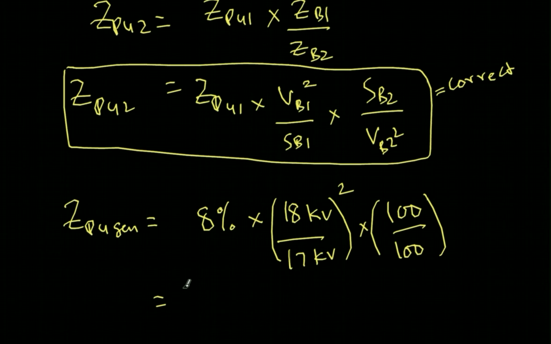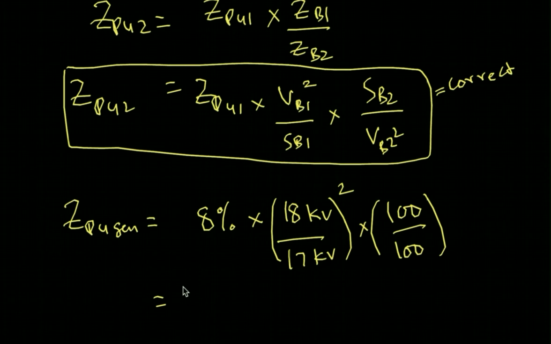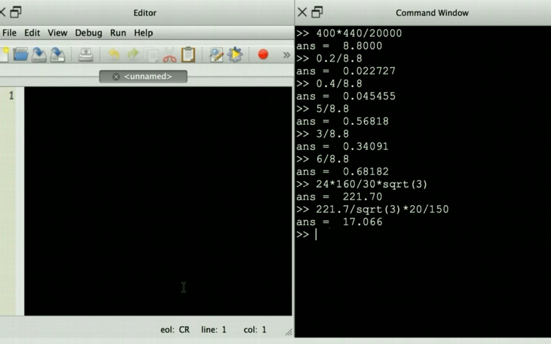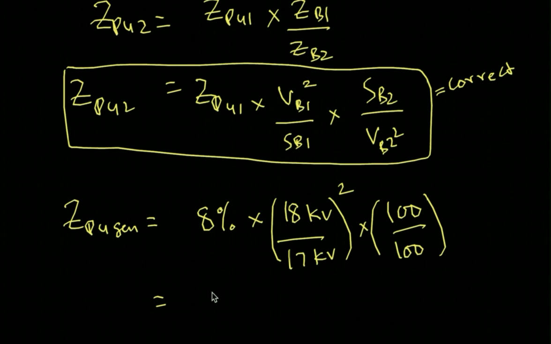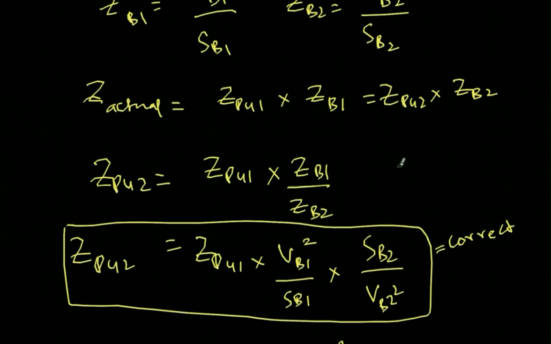So let me do this: 8 into 18 by 17 square into 100 by 100. So 8.968, so 8.97%. So this is the per unit impedance of the generator. Alright, next look at the transformer.